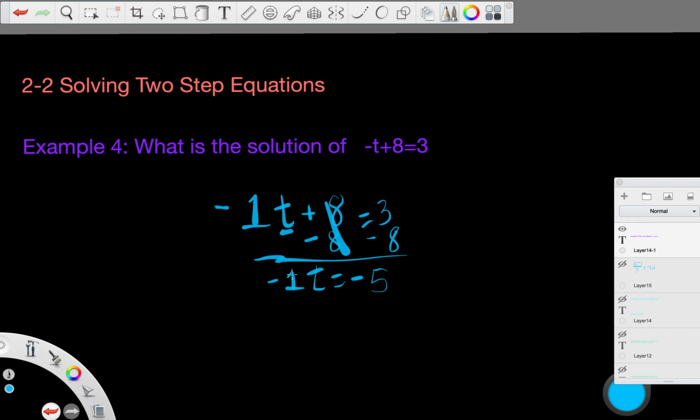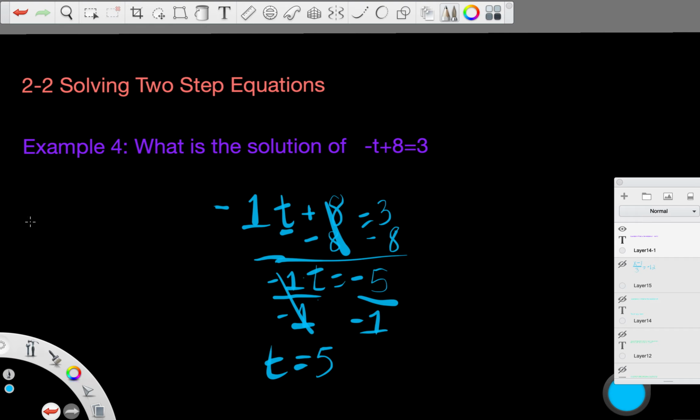Okay? Now, in order to get this negative 1 gone, I can see that the negative 1 and the t are sandwiched together through multiplication. You can imagine a little multiplication sign. So in order to undo that, we want to do the inverse operation, which is division. They cancel. Divide by negative 1, and I'm left with t equals negative 5 divided by negative 1 is a positive 5. Okay? Let's check this real fast.